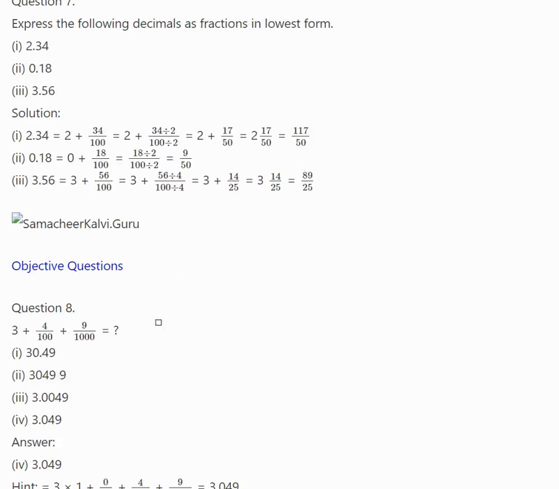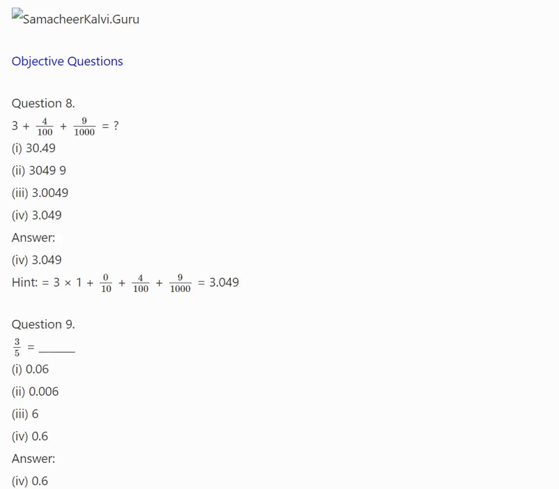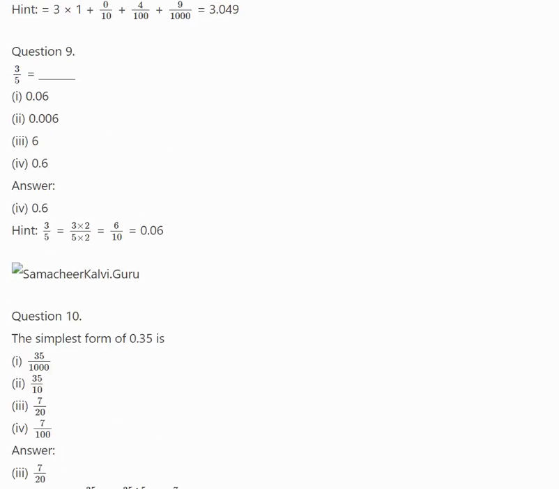Next we have some objective questions. All the answers are here. 3 plus 4 by 100, 9 by 1000. Answer is 3 point. There is no 10th place, 049. Next, 3 by 5. Multiply both numerator and denominator by the 2 table. 3 2s are 6, 5 2s are 10, 0.06.